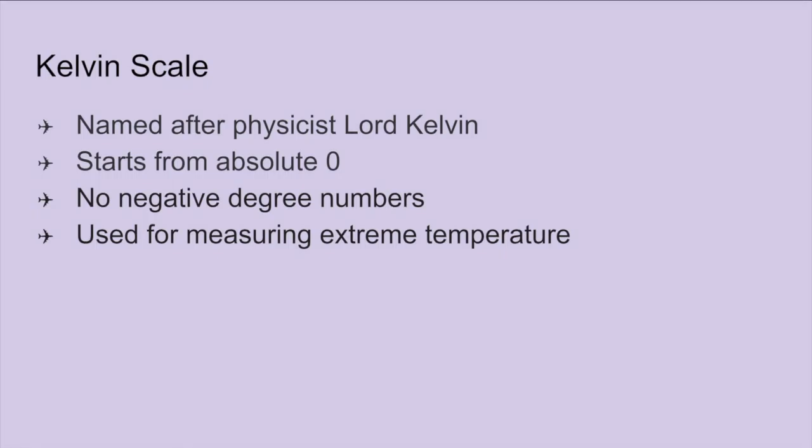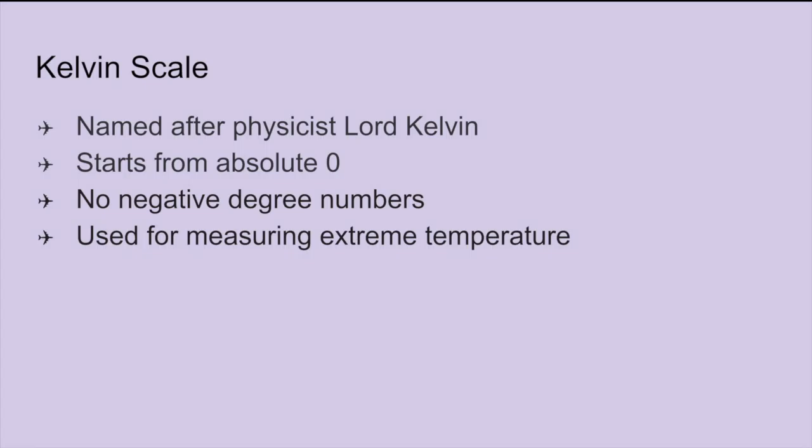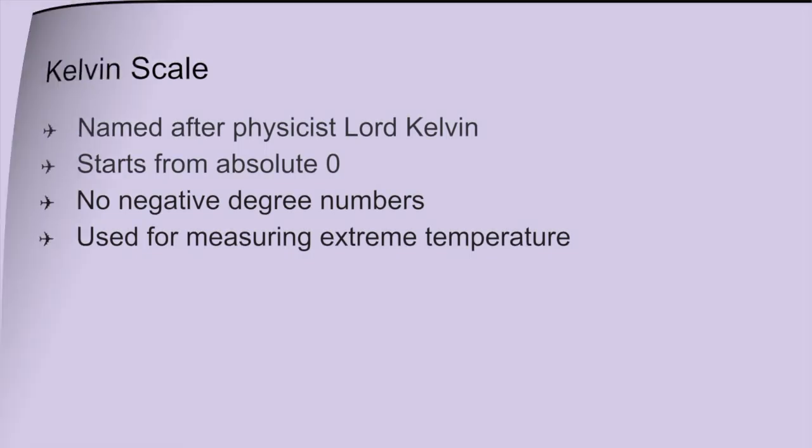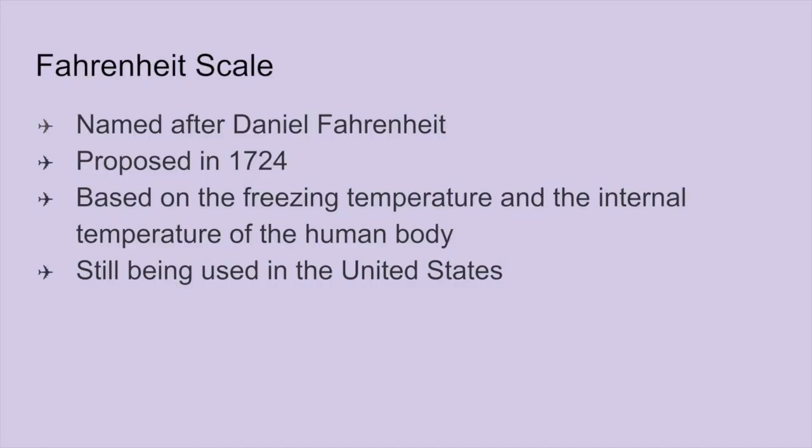The Kelvin scale, named after the physicist Lord Kelvin, starts from absolute zero. No negative degree numbers, used for measuring extreme temperatures. The Fahrenheit scale, named for its creator, Daniel Fahrenheit, was proposed in 1724 and theoretically based on the freezing temperature of brine and the internal temperature of the human body. It has only been used in a few countries, one of which is the United States.